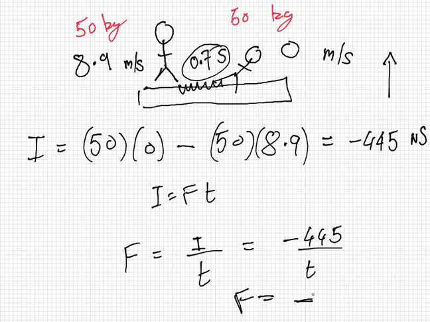It's minus 635.7 newtons. Oh, it's 593, sorry. Guys, just type the number in on the calculator. You type 445 divided by 0.7. It's not that difficult. 635.7. Okay, thank you.